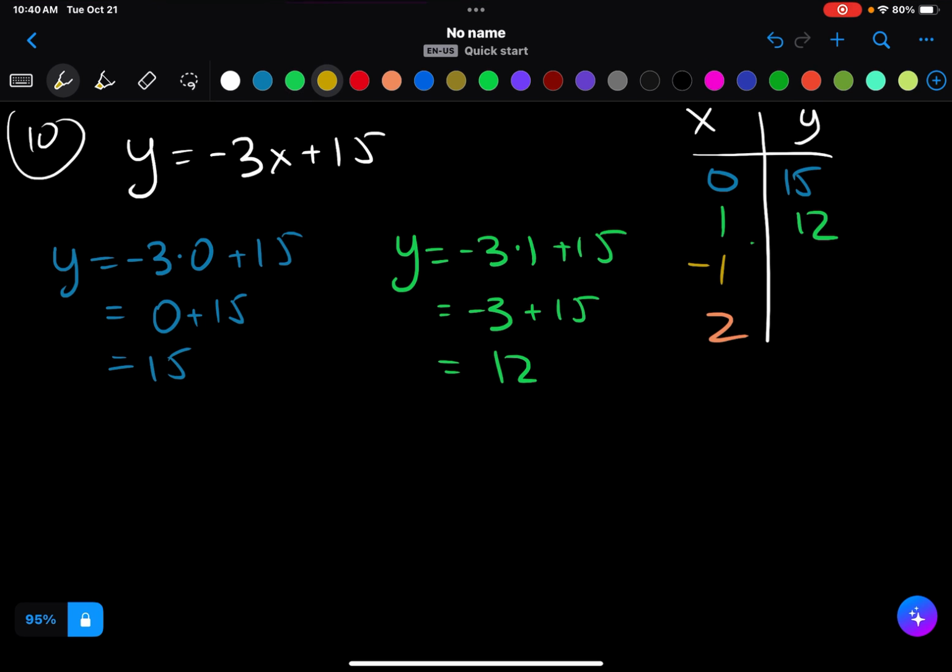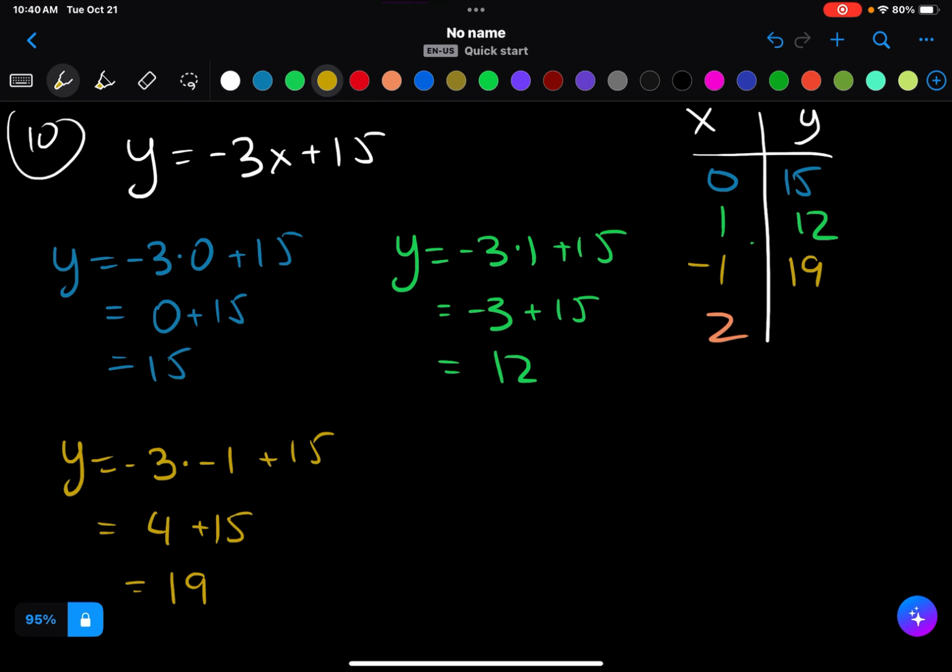Now let's try it when x is negative 1. So y equals negative 3 times a negative 1 plus 15. Negative 3 times negative 1 is going to be positive 3 plus 15. Ooh, that's a horrible looking 5, which is going to be 19. So when x is negative 1, y is 19.